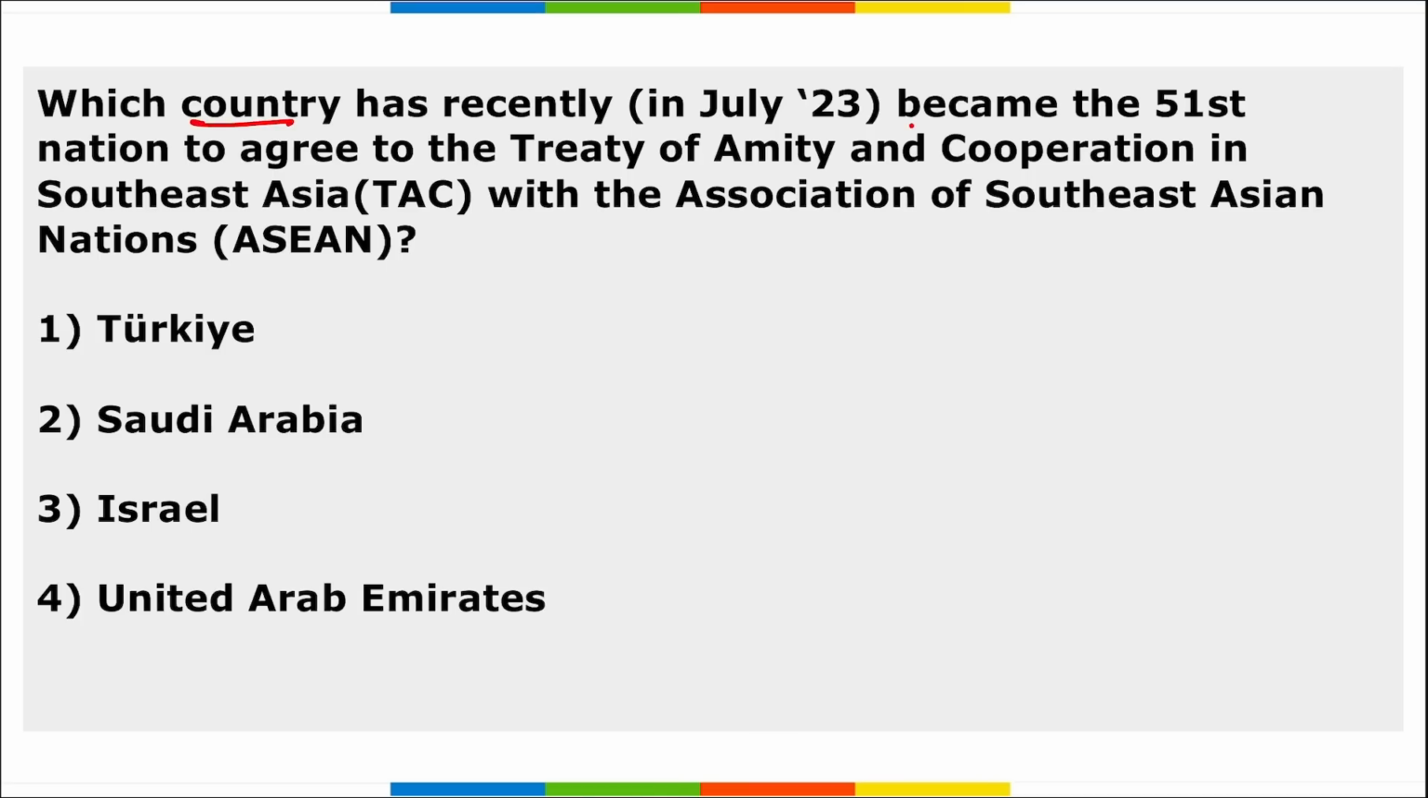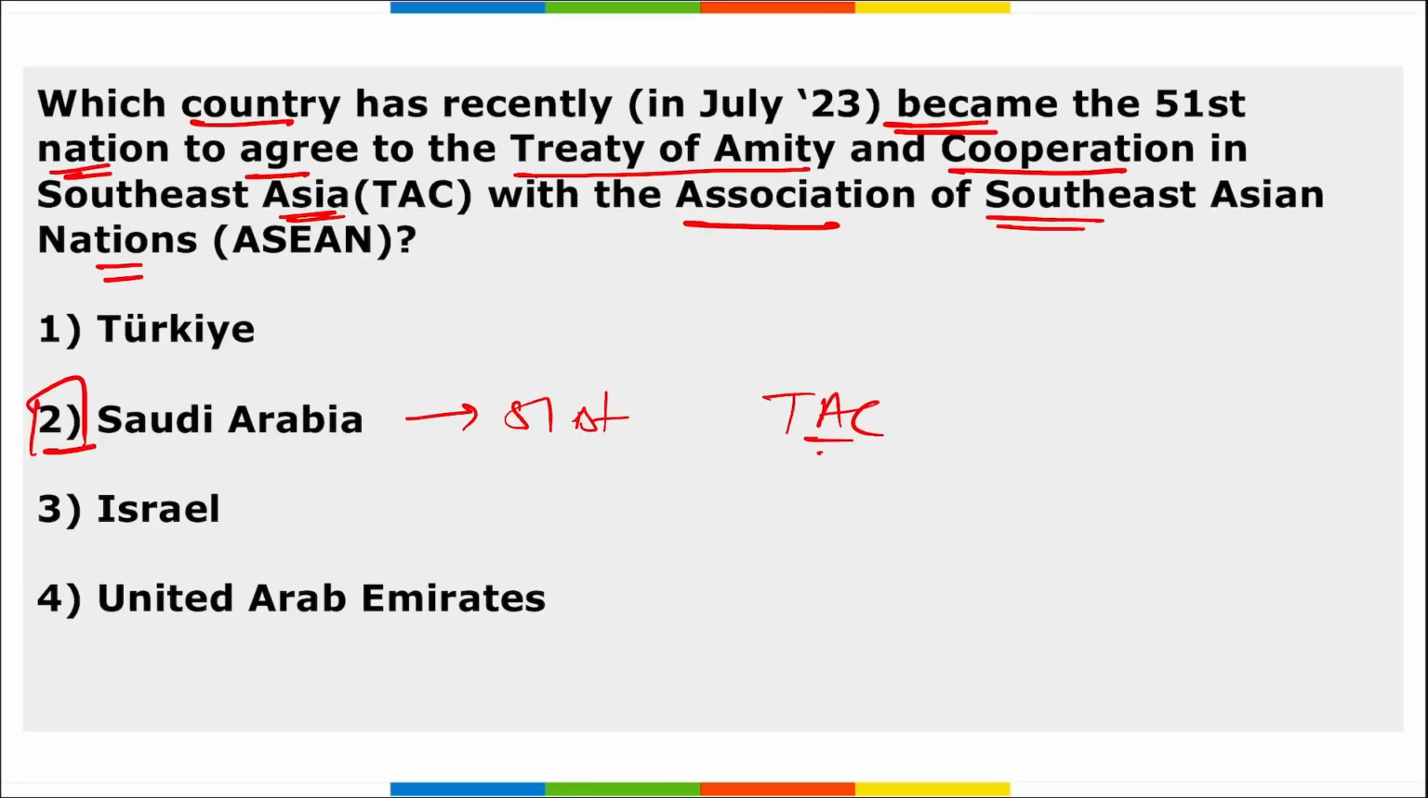Next, which country has recently become the 51st nation to agree to the Treaty of Amity and Cooperation in Southeast Asia with the Association of Southeast Asian Nations? Which is it? Tell me. It is Saudi Arabia, correct? It became the 51st nation to agree to the Treaty of Amity and Cooperation.